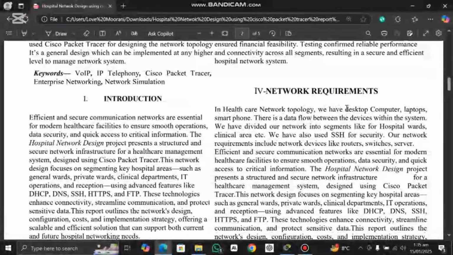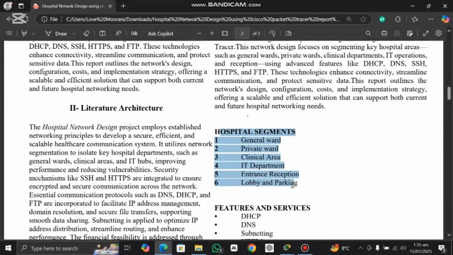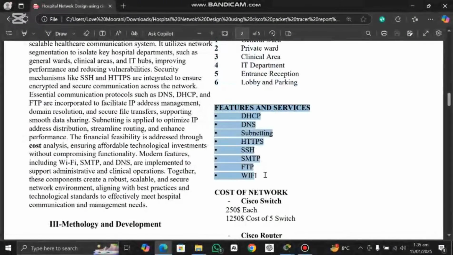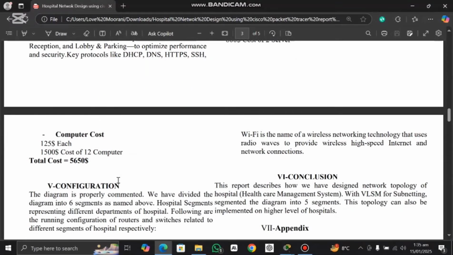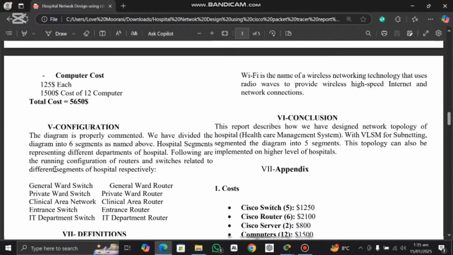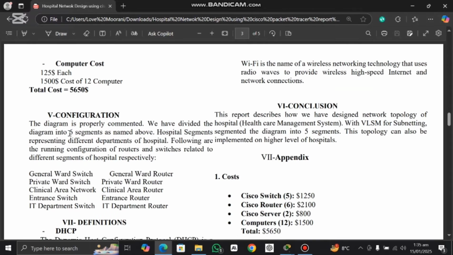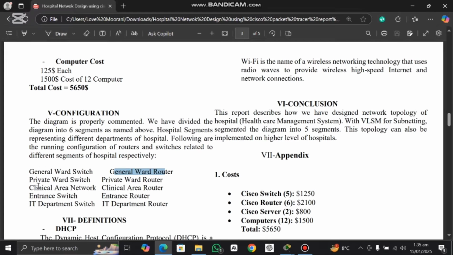In the network requirements, we have desktop computer, laptop, smartphone. There is a data flow between the devices within the system. We have divided our network into the 5 segments. These are the divided segments, and these are the features and services, and this is the cost of the network. In the configuration, we have divided the diagram into the 6 segments by the same names. For example, general ward switch, general ward router, private ward switch, private ward router, clinical area network, clinical area router, entrance switch, entrance router, IT department switch, IT department router.